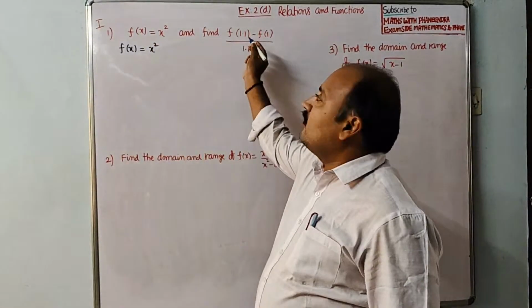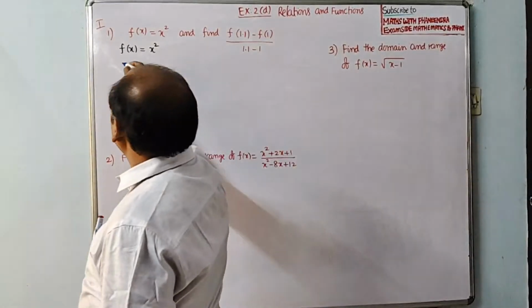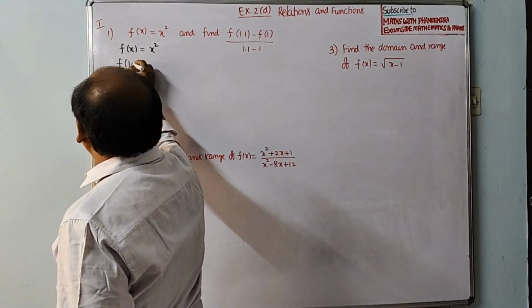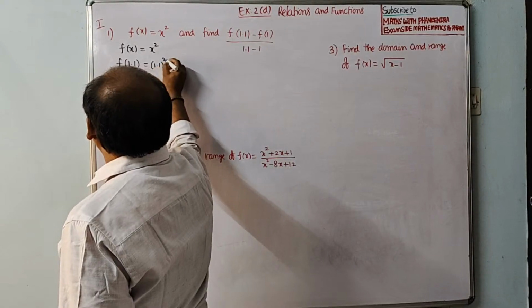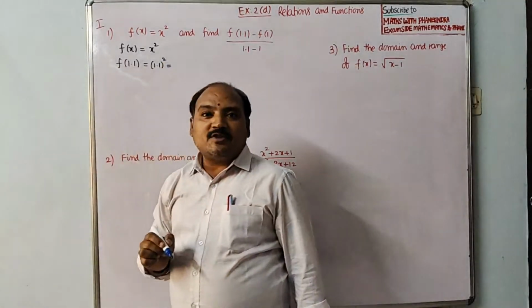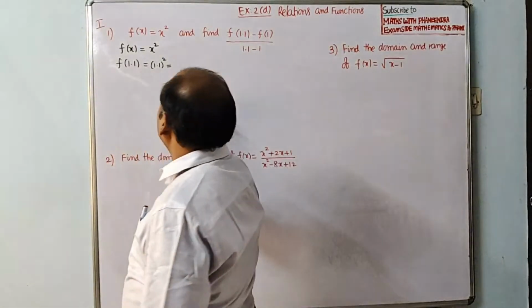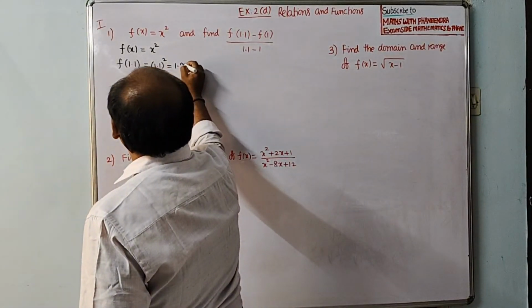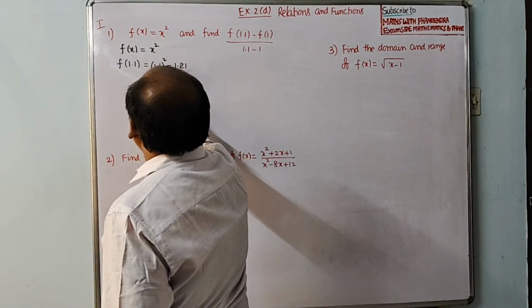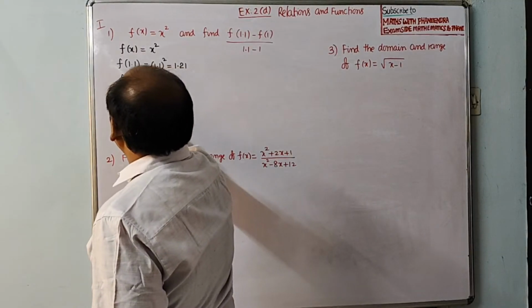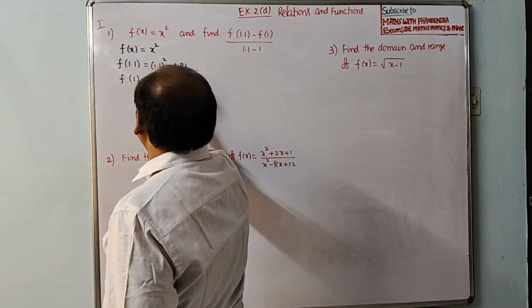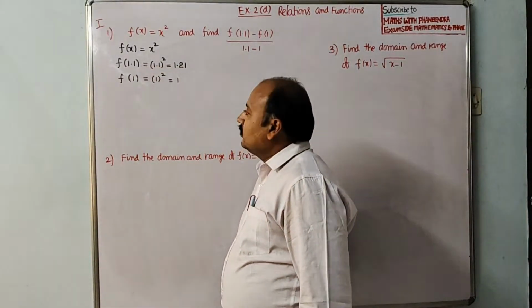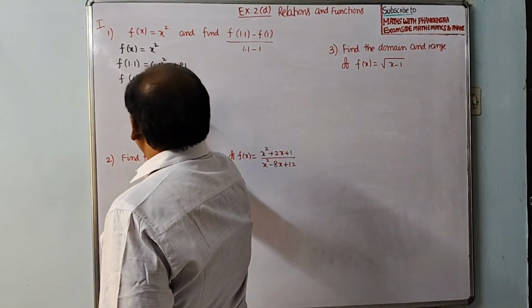Next, calculate the value of f of 1.1. So f of 1.1 is equal to 1.1 whole square. Generally 11 square means 121, no? So it is 1.21. Next, f of 1 is equal to 1 square, which is equal to 1. Now come to the question.